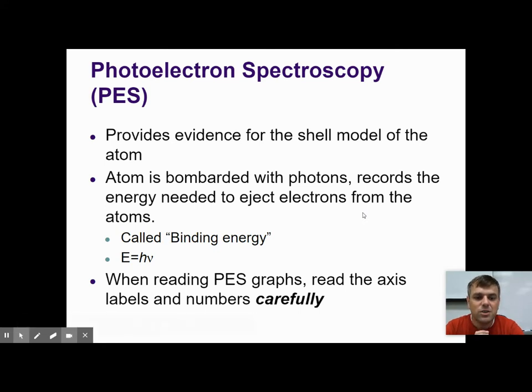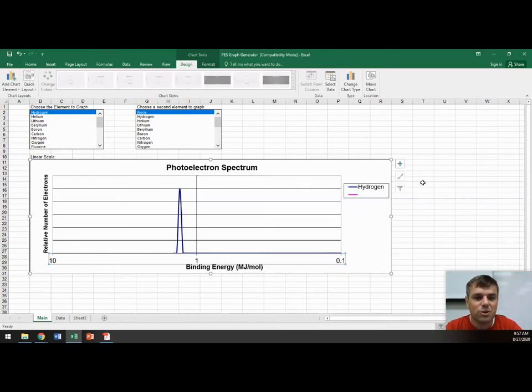Now, the other thing to note is when reading a photoelectron spectrum graph, you need to read all of the axis labels and numbers very carefully. And I'll go on and show you what this looks like. I have an Excel spreadsheet that will generate photoelectron spectra. So your y-axis is always the relative number of electrons. And then your x-axis is binding energy. In other words, how much energy it takes to remove them. But the axis is reversed. And it's a logarithmic scale. But the numbers increase as you go to the left.